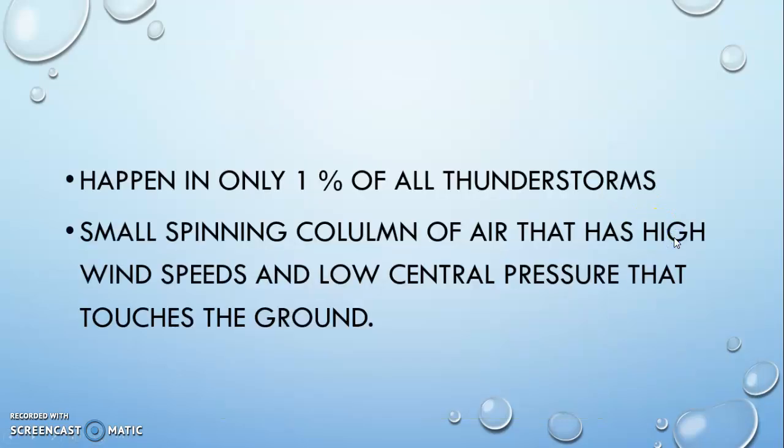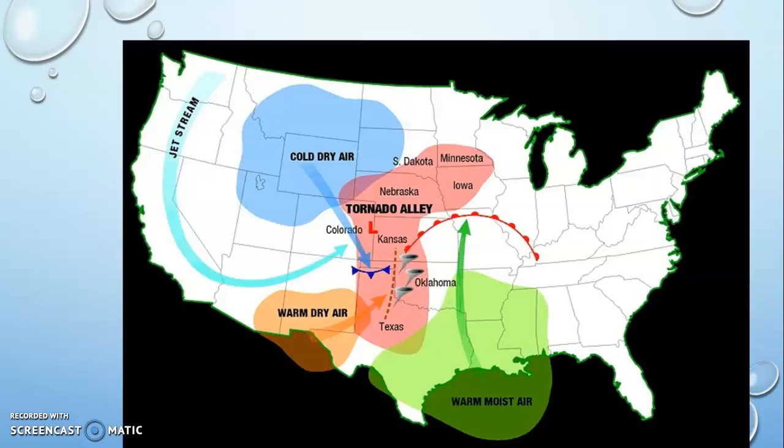These aren't situations that happen continuously. They only happen about 1% of all thunderstorms. The basic definition is a small spinning column of air that has high wind speeds and low central pressure that touches the ground. And as you can see here, the biggest area that gets it is an area called Tornado Alley. And I've lived in Tornado Alley. I lived in Nebraska briefly.